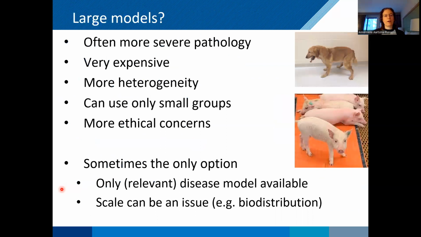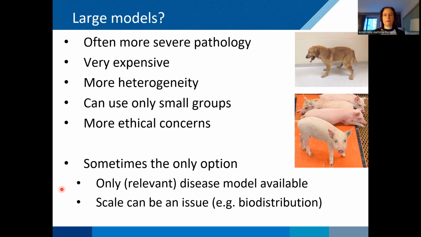Then for larger animal models, these are closer to the human situation and closer to the human anatomy and physiology. So dogs and pigs are now also often an option. And often these models have a more severe pathology than the mice. However, it's extremely expensive to keep them. There's more heterogeneity between the different animals. And generally litters are smaller.